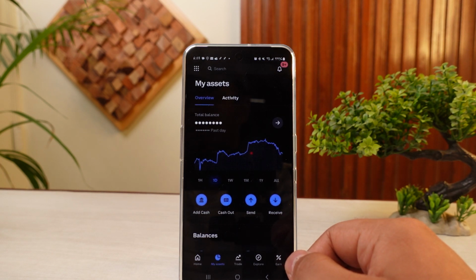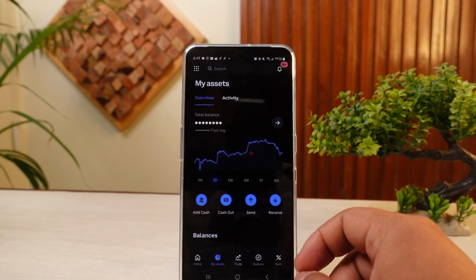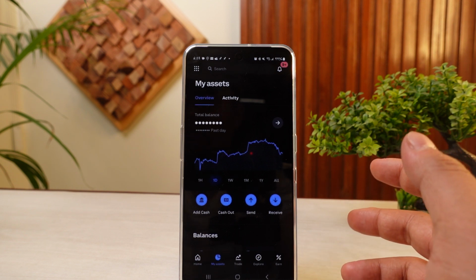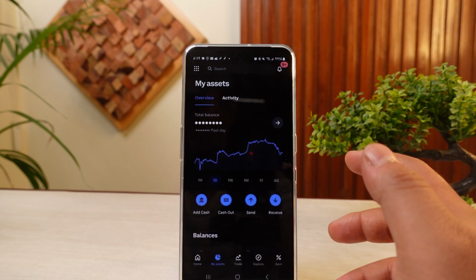In this video, let's talk about how to use the Coinbase stock trading feature. Now, in order to start trading stocks within Coinbase, you need to first of all open up a Coinbase Capital Market brokerage account, which you'd be able to do within the Coinbase application.